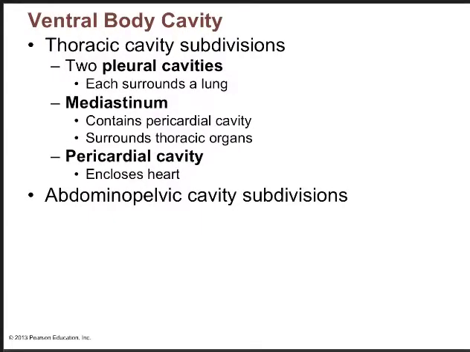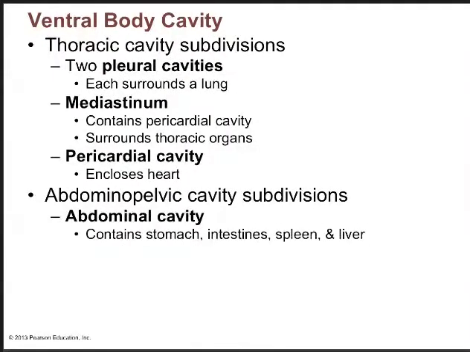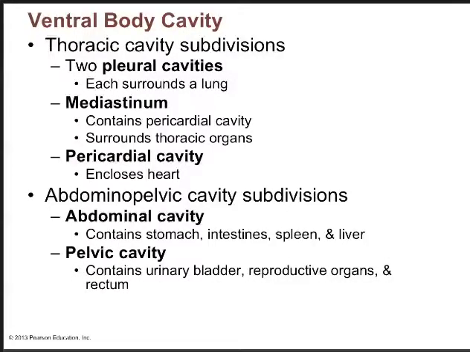The abdominal pelvic cavity has a couple of subdivisions: the abdominal cavity that contains the stomach, the intestines, the spleen, and the liver, and the pelvic cavity, which contains the urinary bladder, the reproductive organs, and the rectum. And you can see these cavities here.